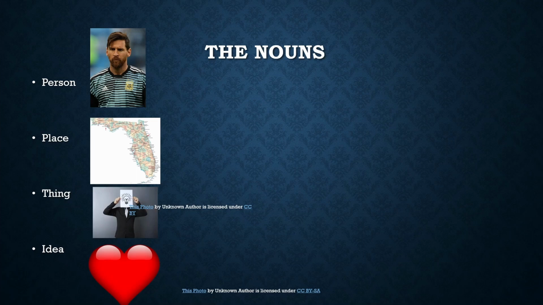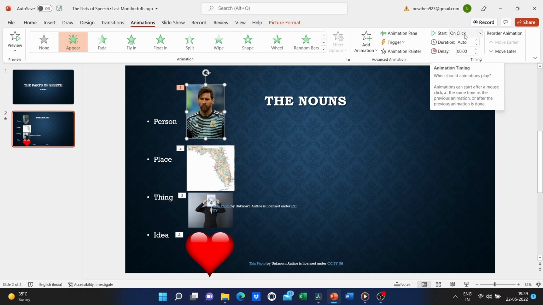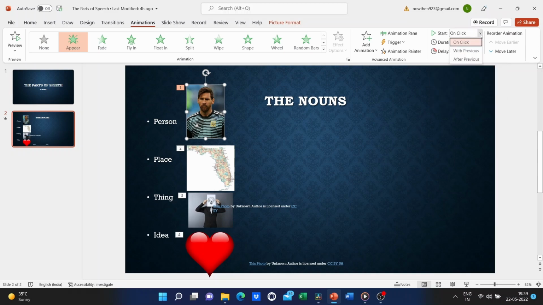When you've got a certain animation selected, you can look up here and you can see some options for it. So this animation will happen on a click. So when I click or when I tap to advance the slide, that's when the picture gets animated. If I want to change that, I could make it animate with previous or after previous. Now there is nothing previous to this, so I'm gonna go down here to my second animation and change it from on click to with previous just so you can see what that does.